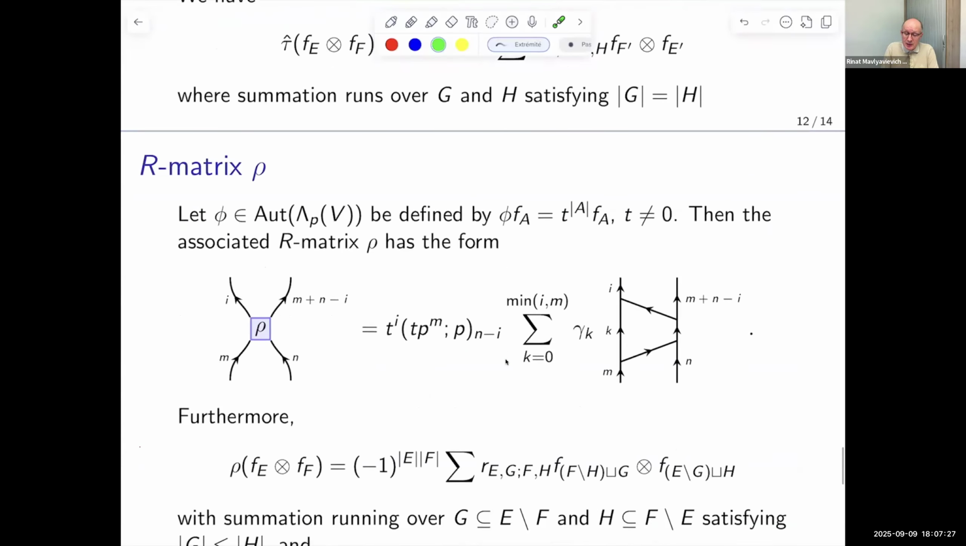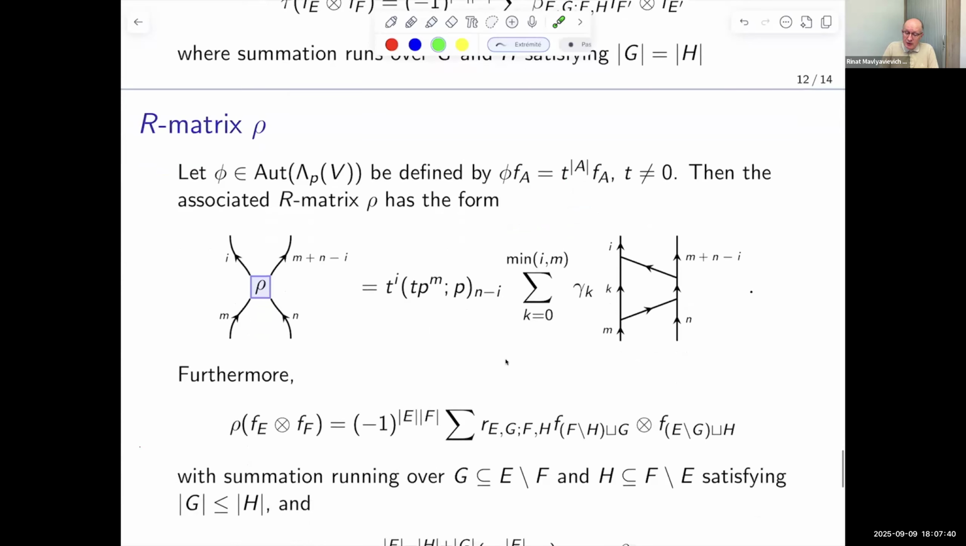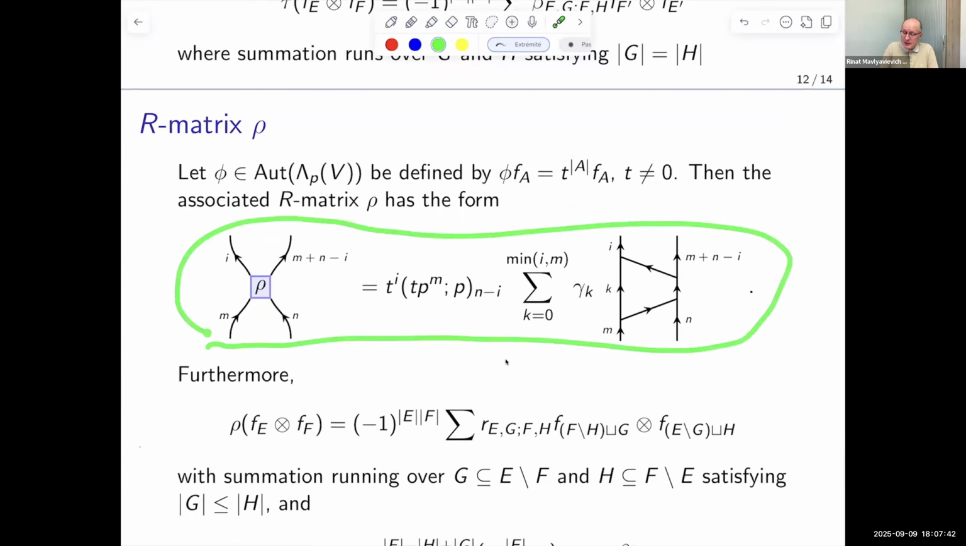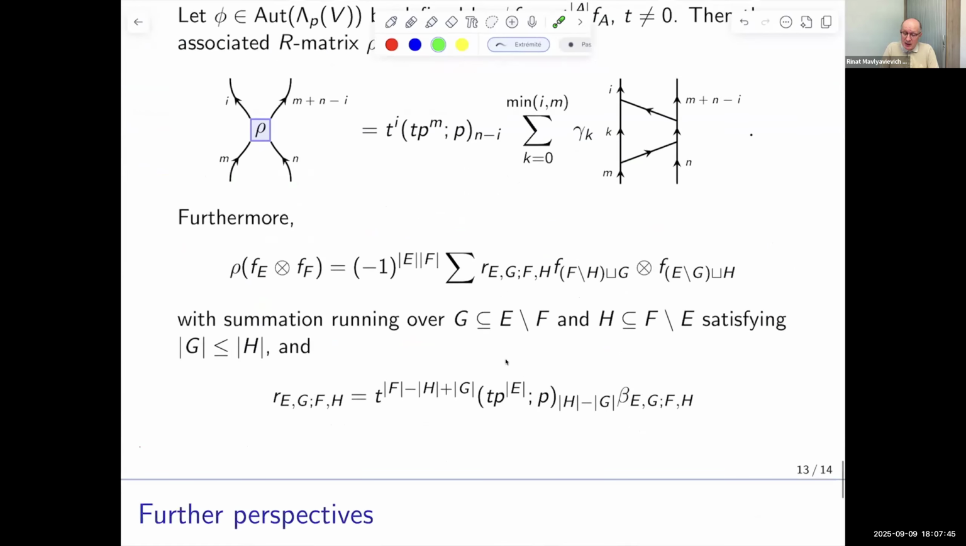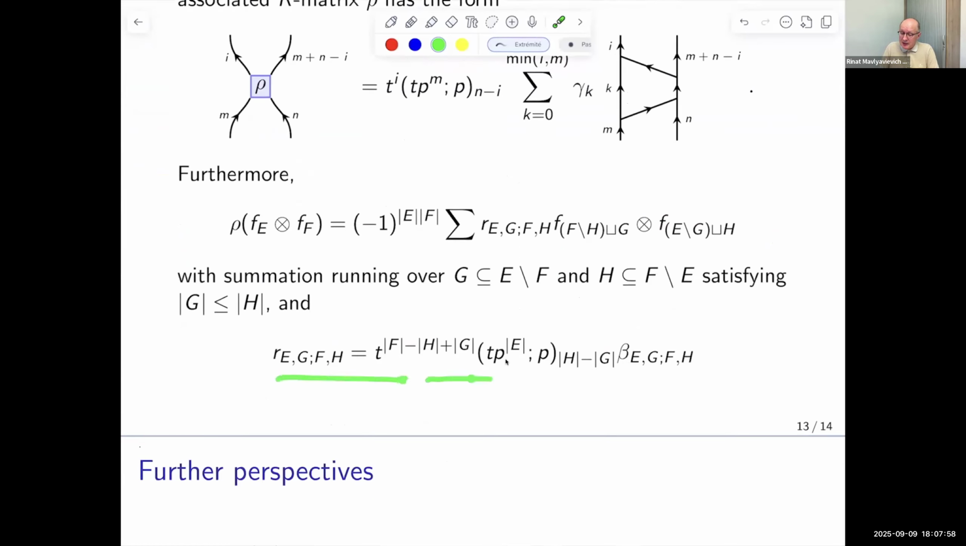And then we turn to the R matrix rho, which uses an automorphism. Let us choose the automorphism as a diagonal action given by the size of the corresponding sets. Then again, we have a Moy diagrammatic equality for this R matrix, as well as an explicit formula for the matrix coefficients, which are denoted this time by little r, indexed by the same quadruple of subsets. And here is the explicit formula for the coefficients in terms of the beta coefficients, which you have seen in the previous slide.